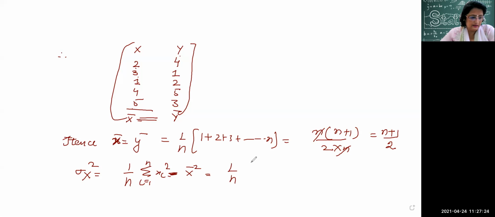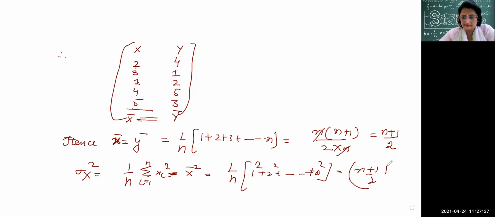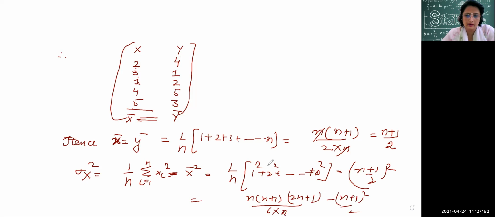So this is 1 by n. This is summation of xi square, all the values 1 square plus 2 square and so on up to plus n square, right? Minus mean, you have the value here, you will put the value here, n plus 1 whole square. Okay. So this is the sum of the squares of the first n terms, so this is n into n plus 1 into 2n plus 1 divided by 6, and n is already there, minus n plus 1 by 2 whole square. So after solving, I am just writing the value n square minus 1 divided by 12. So what sigma x square you have calculated?